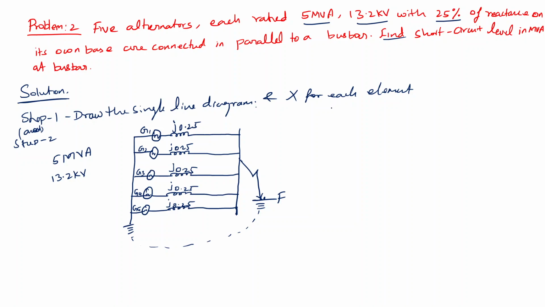Now the question is, we need to find out SCMVA, that is short circuit MVA, in MVA itself. So in MVA means, it's not per unit, it is actual. So actual we need to find out SCMVA.